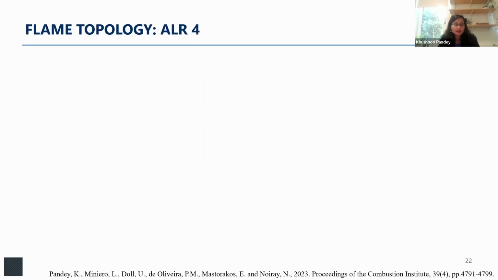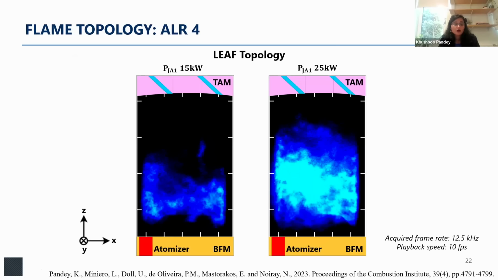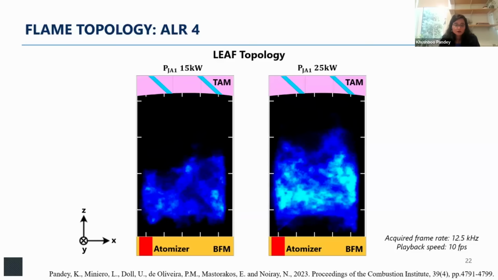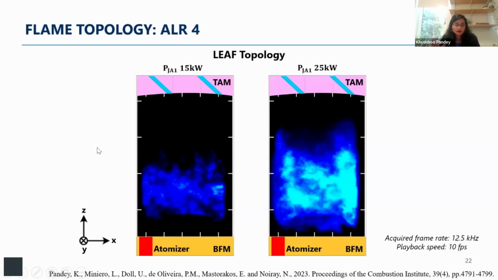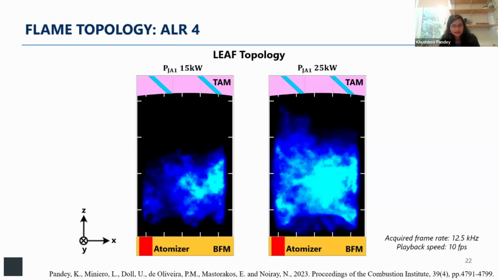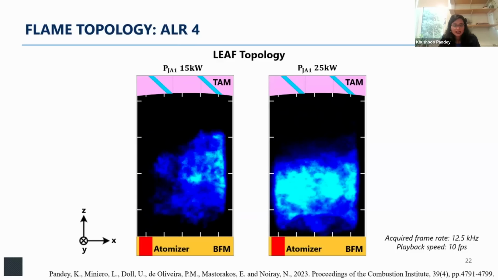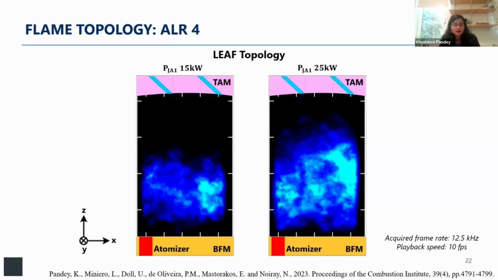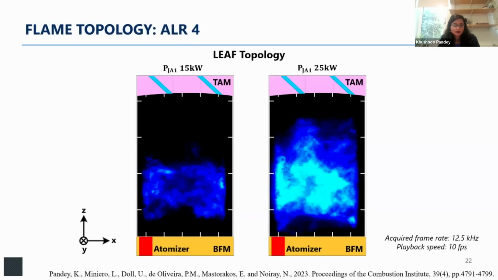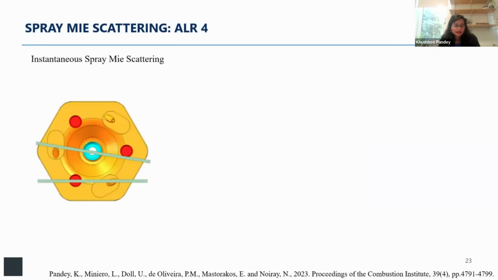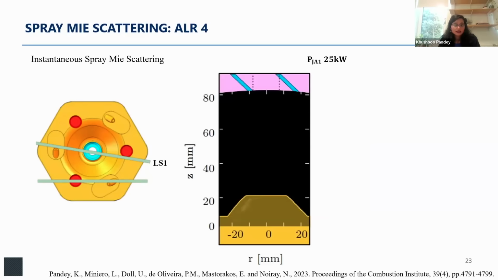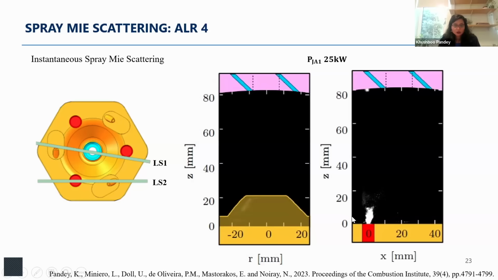So let's look at what happens at ALR 4, the flame topology. For all the power values it mostly remains leaf, which means it is a beautifully rotating flame where one spray's combustion products are igniting the next one. Essentially, the fresh reactants are getting diluted by the products of the previous spray combustion. When we look inside the chamber at LS1, the central plane, at the spray Mie scattering, we see that there is barely any intensity there. When we look at LS2, we see a bit of intensity near the injection point, which is fairly normal given that the spray is still breaking up and still dense at the injection point.